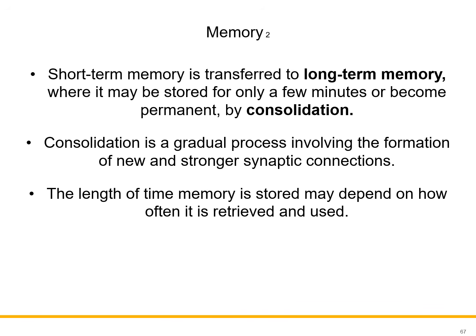There are short-term memories that eventually become long-term memories. So, nagiging permanente na po sa brain yung information. This happens by consolidation. So, when we say consolidation, this is a gradual process where new connections and stronger synaptic connections are being formed in between neurons. So, nakaka-apekto din daw po sa long-term memory kung gaano natin kadalas ginagamit yung mga information na to.